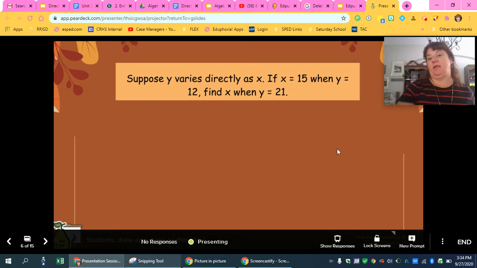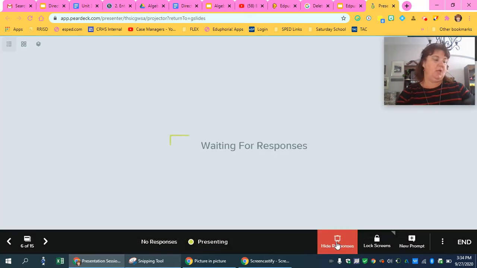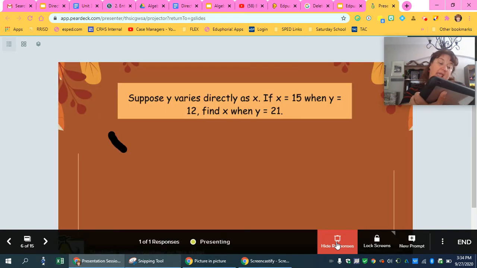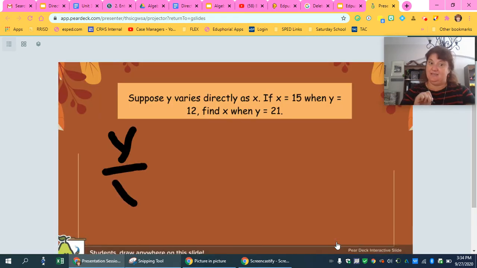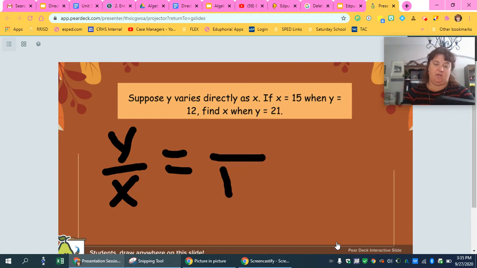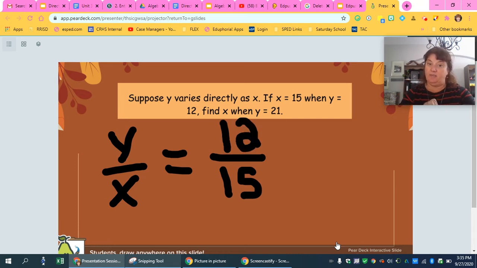Suppose y varies directly as x. If x equals 15 and y equals 12, find x when y is 21. Let's remember y goes over x, rise over run. They say x equals 15, where does the x go? On the bottom. So the 15 is on the bottom, and y is 12, so we're going to put that on top.